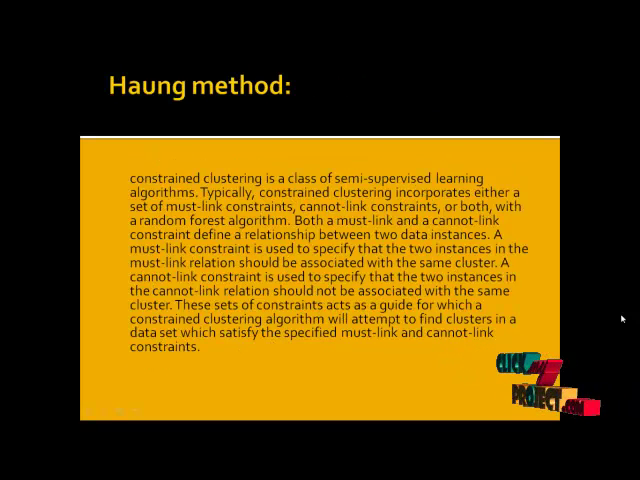In this method, constrained clustering is a class of semi-supervised learning algorithms. Typically, constrained clustering incorporates either a set of must-link or cannot-link constraints, or both. Both a must-link and a cannot-link constraint define a relationship between two data instances. A must-link relation should be associated with the same cluster. These sets of constraints act as a guide for which a constrained clustering algorithm will attempt to find clusters in the dataset which satisfy the specified must-link and cannot-link constraints.